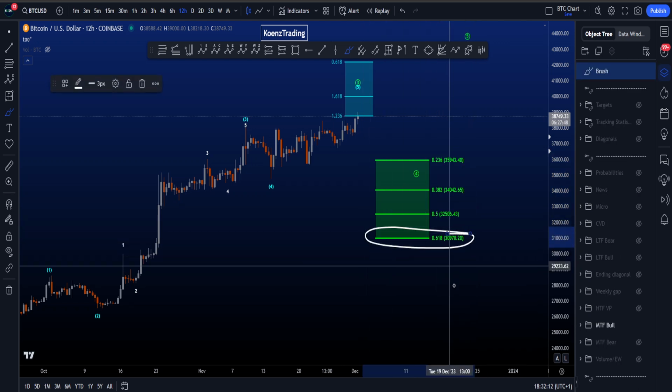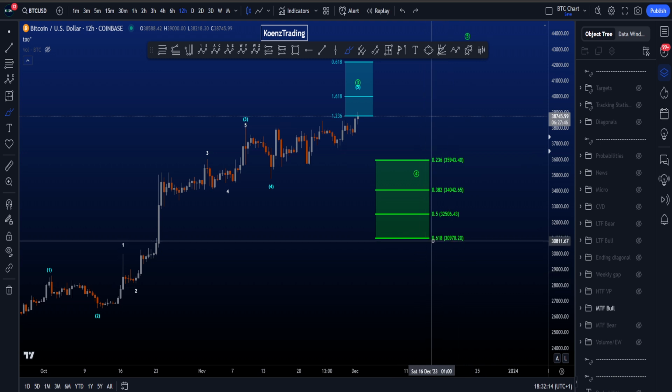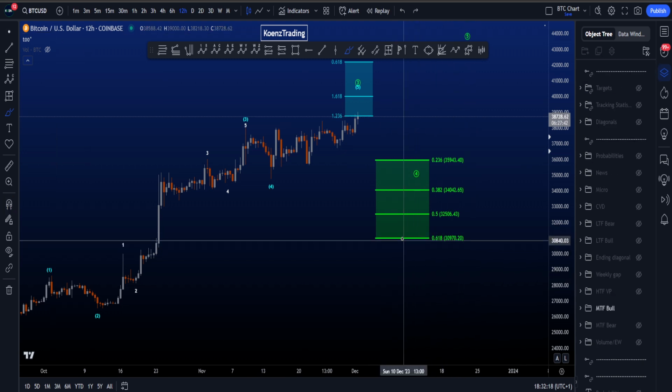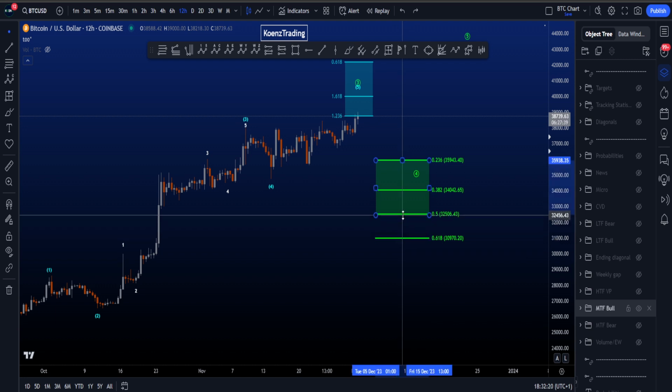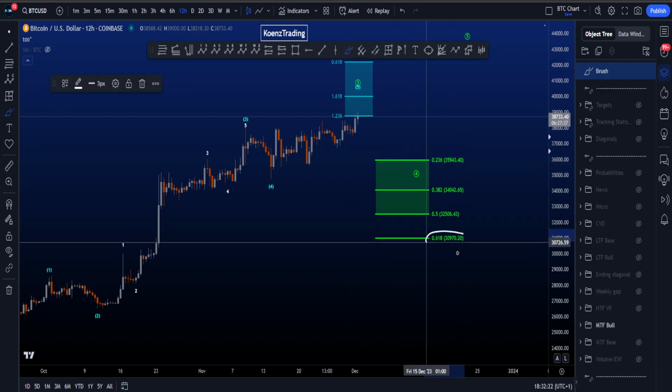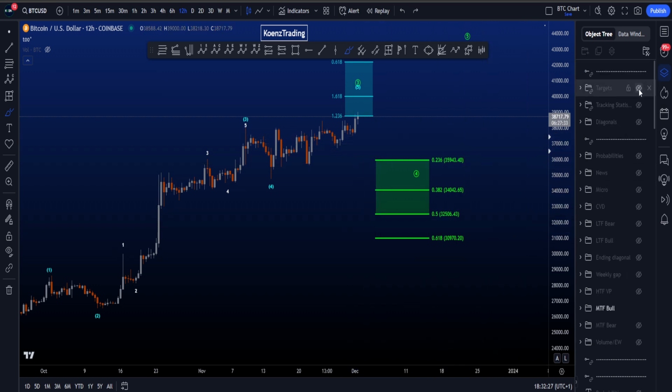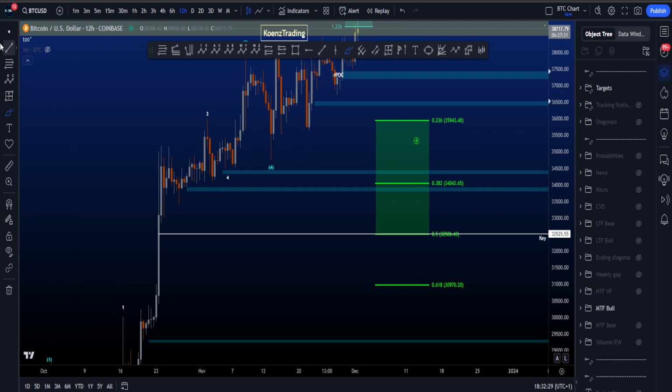The 0.618 is an invalidation for a wave 4, so you don't want to hit the 0.618 at 30.9k. So actually I should have moved this box over here like that, where the 0.618 is the invalidation. Now if we look at some support resistance areas in this area, well, I can open my target boxes.